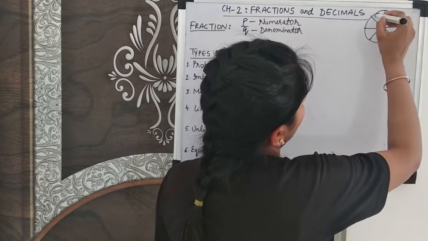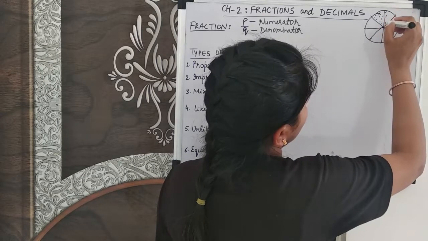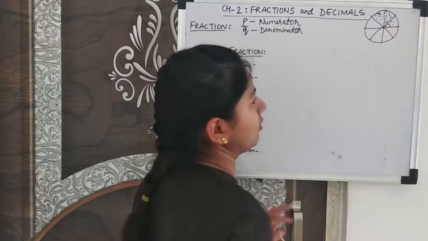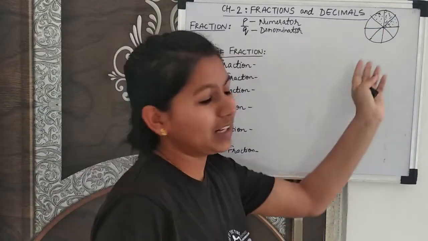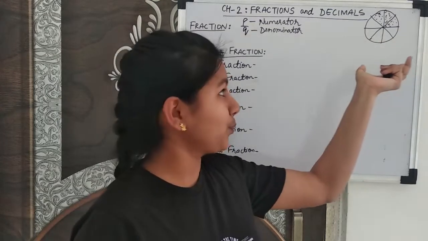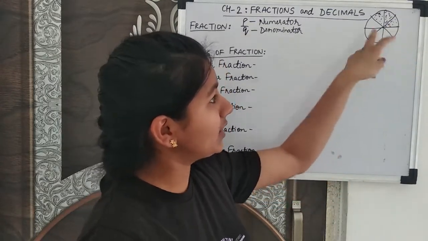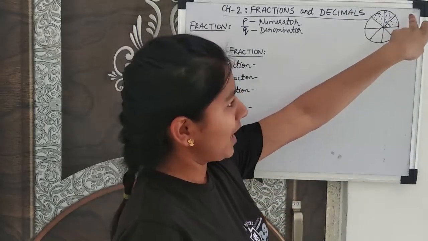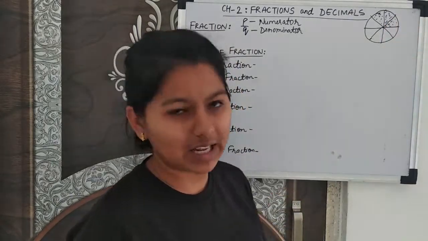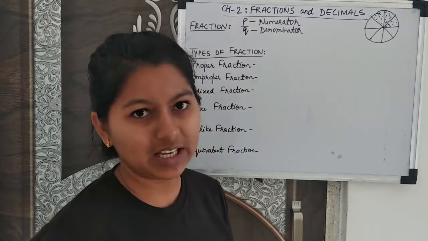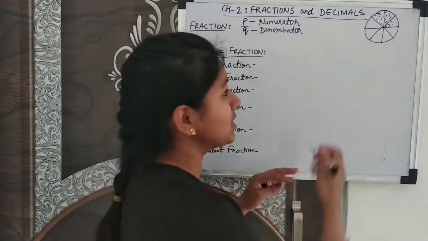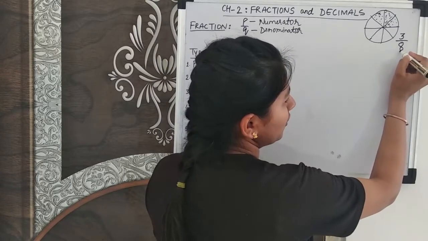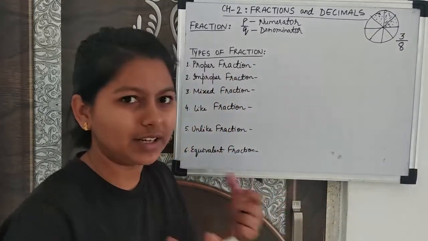Now supposedly I have shaded 3 parts from these 8 equal parts. Or you can take it as a pizza which is divided into 8 equal slices. Suppose my share is 3 slices out of these 8 slices. So what is my part of the pizza? That is 3 by 8. Total was 8 and out of that 3 is my share.